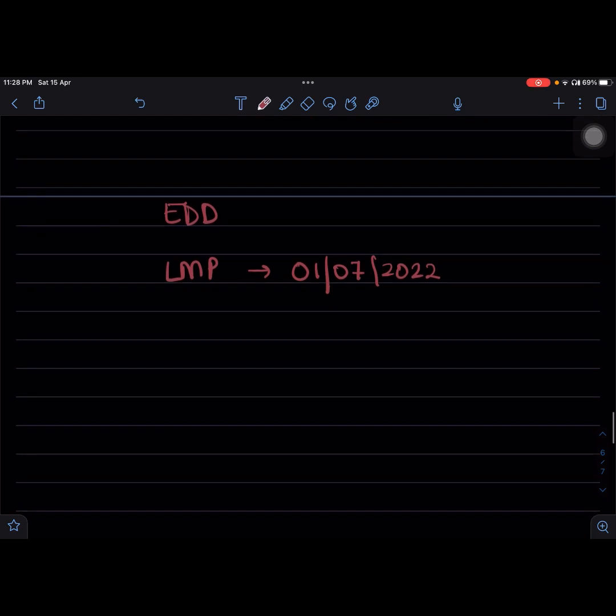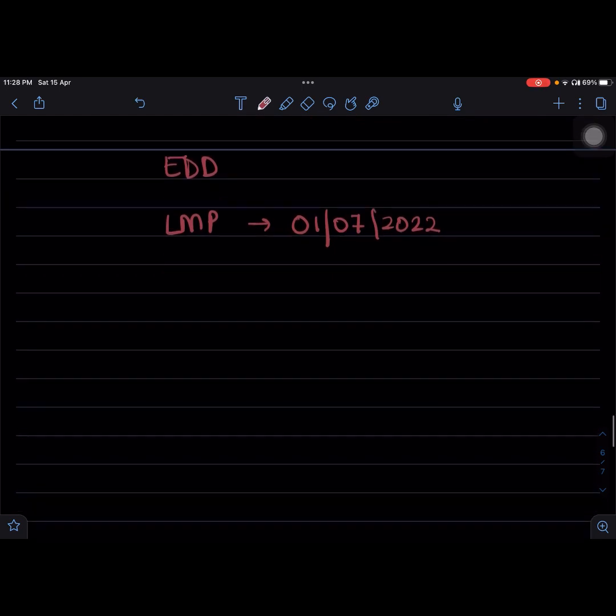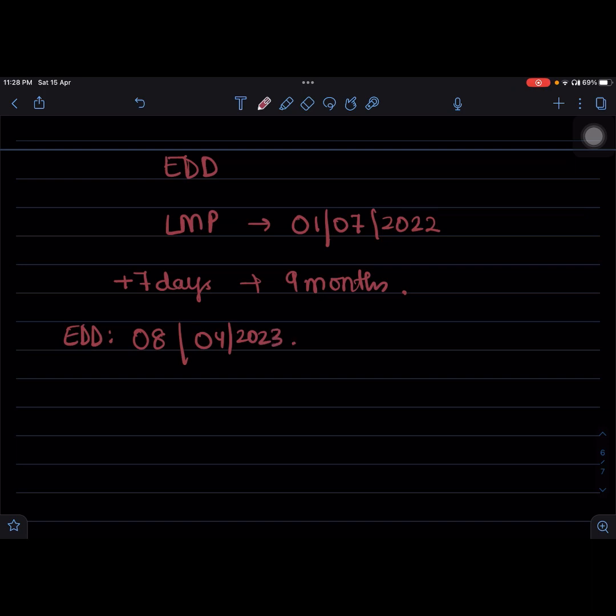Supposing your LMP is 1st of July last year. How do you calculate? Basically you will add 7 days first and then you will add 9 months to the same date, right? So if you add 7 days and 9 months, the EDD of the patient will be 8th of April 2023, right?